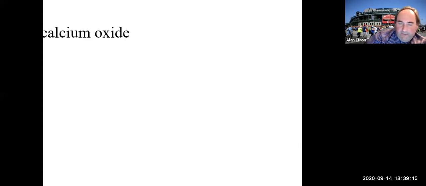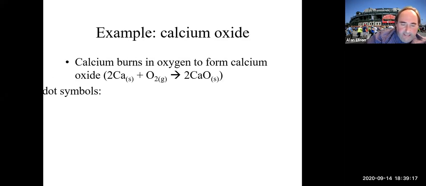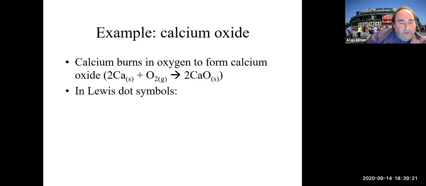Let's take a look at another one here, calcium oxide. Again, if we look at calcium, calcium is group number 2, which means it should have 2 valence electrons. And if you write the electron configuration for calcium, it is argon 4s2.